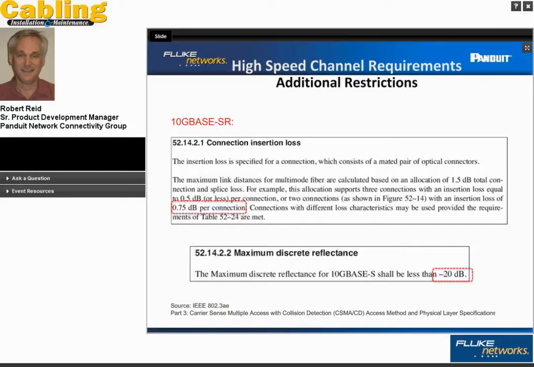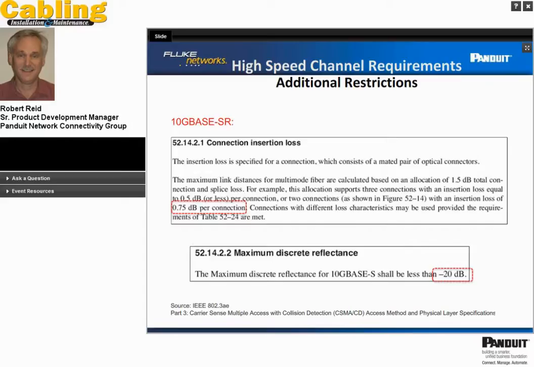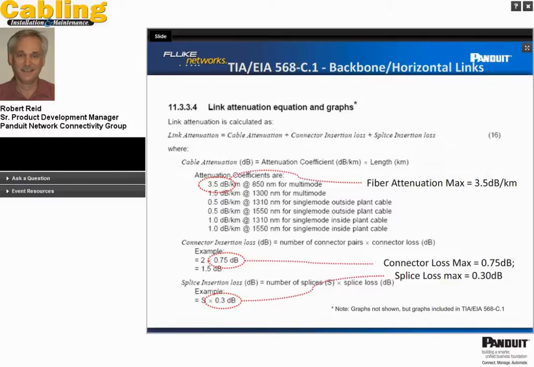discrete reflectance. This is something, again, that is not validated at the component level in the field if you're doing light source power meter testing, Tier 1 testing. And again, this is the advantage of pre-terminated systems, because if you're using a pre-terminated system, that return loss is validated in the factory.